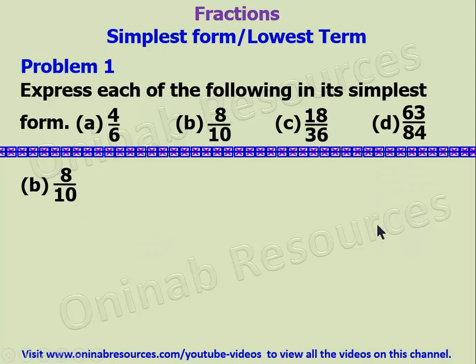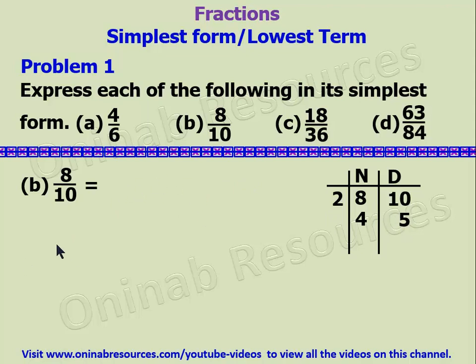For B, we still create a table, the numerator and denominator. The numerator, which is 8, is here, and the denominator, which is 10, comes here. Again, 2 is the highest number that can divide both 8 and 10. So we go with 2. 8 divided by 2 gives 4. 10 divided by 2 gives 5. So we are at the end of the road. Therefore, the simplest form of 8 over 10 will be numerator 4 and denominator 5. So we have it as 4 over 5.